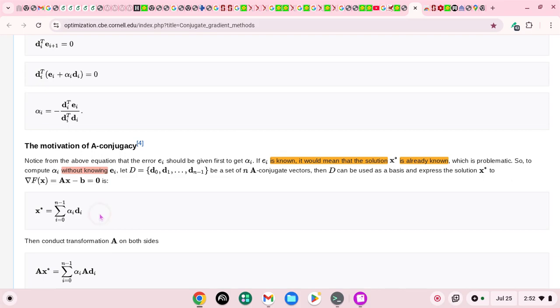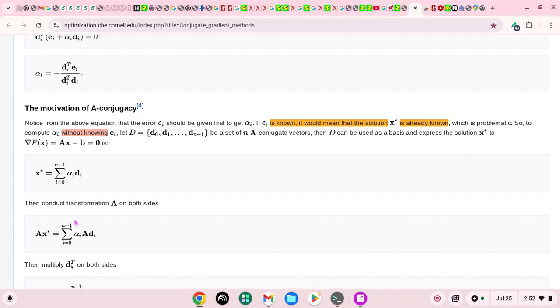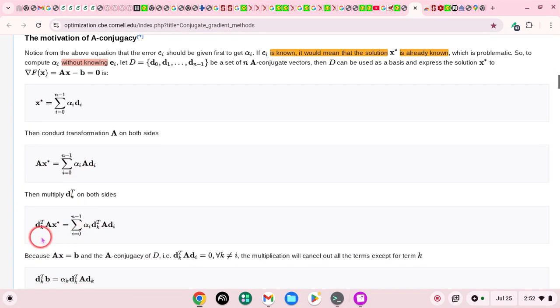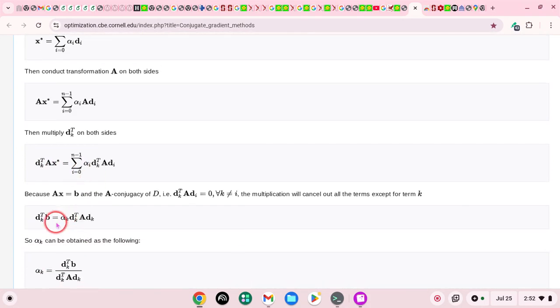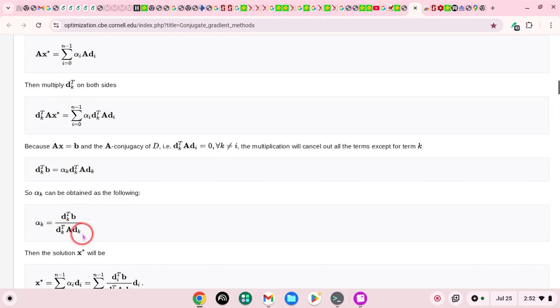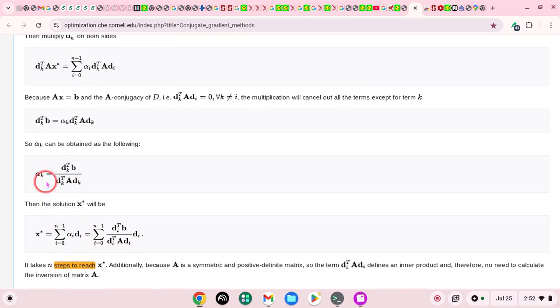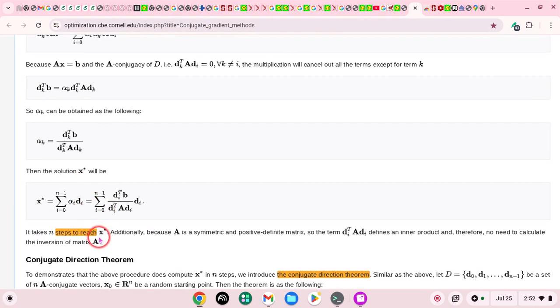By a small trick. Previously we said that we have n-dimensional A-conjugate directions, and any vector, like the solution vector in an n-dimensional space, can be linearly represented in these expansions. A is multiplied on both sides, and d transpose is multiplied on both sides. Based on certain properties, and since A x_star is equal to b, alpha_k can be computed without computing the error vectors. These expressions can be substituted in the original expansion of the solution vector, and after n steps we can compute the solution vector in an iterative fashion.